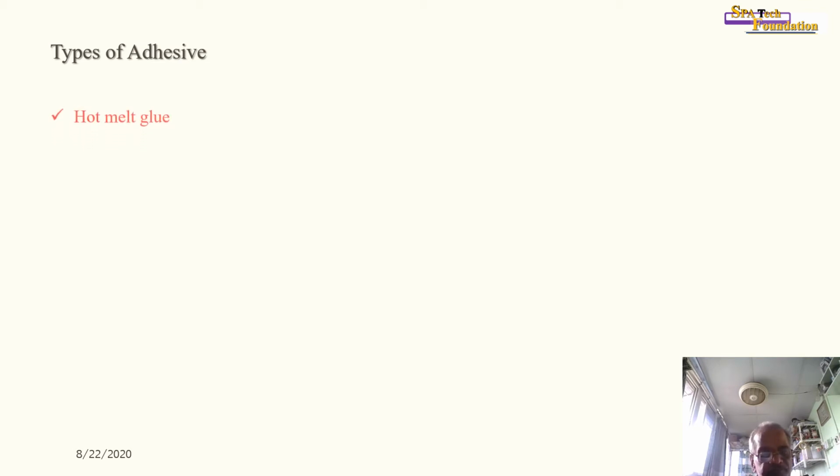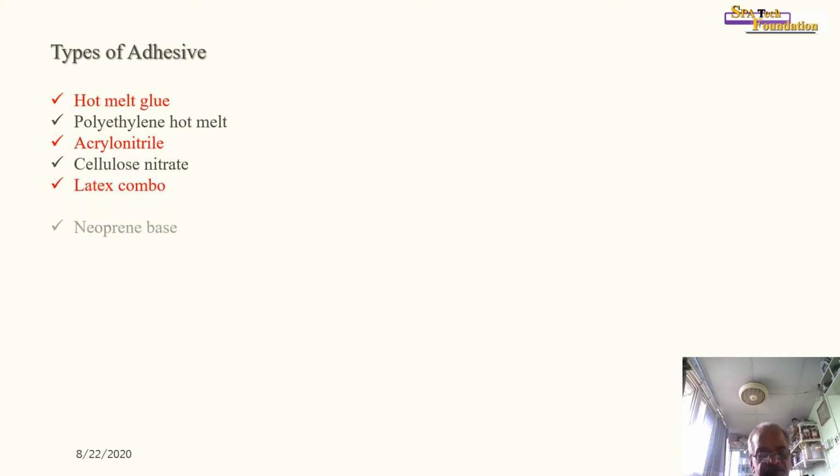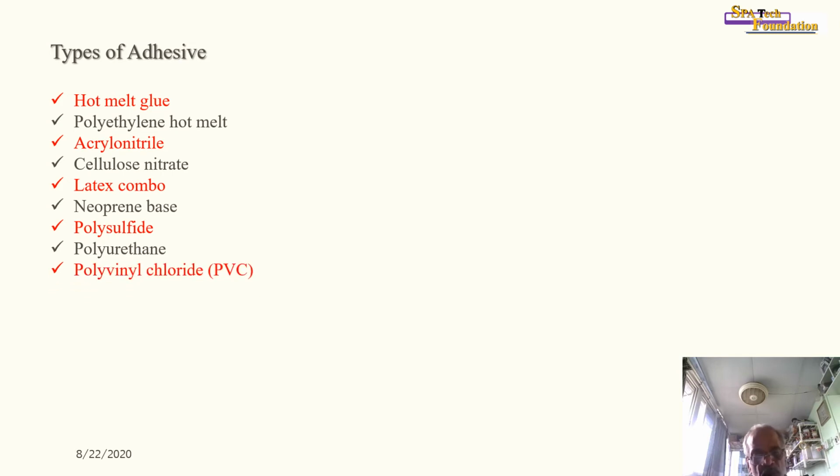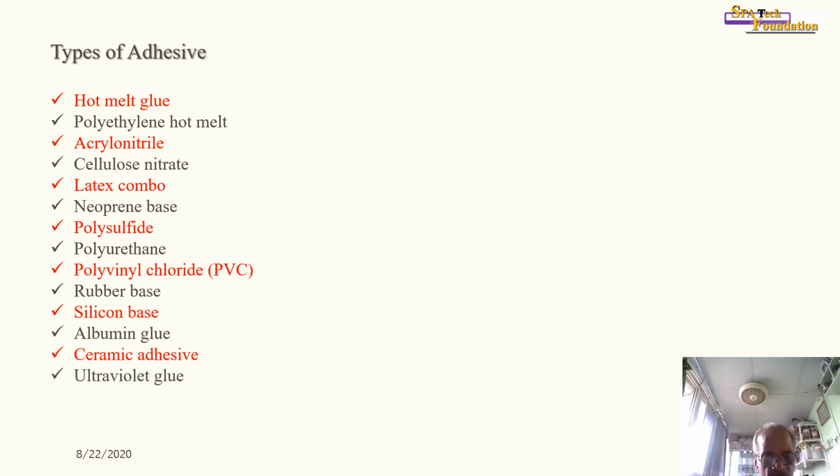Types of adhesive: hot melt glue, polyethylene hot melt, acrylonitrile rubber base, cellulose nitrate, latex combo, neoprene base, polysulfide, polyurethane, polyvinyl chloride or PVC, rubber base, silicone base, albumin glue, ceramic adhesive, ultraviolet glue.